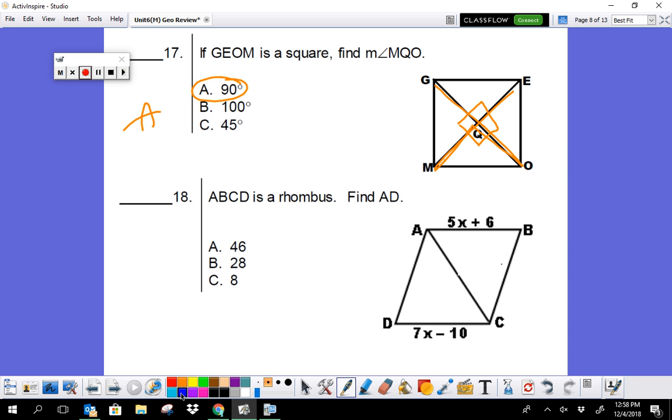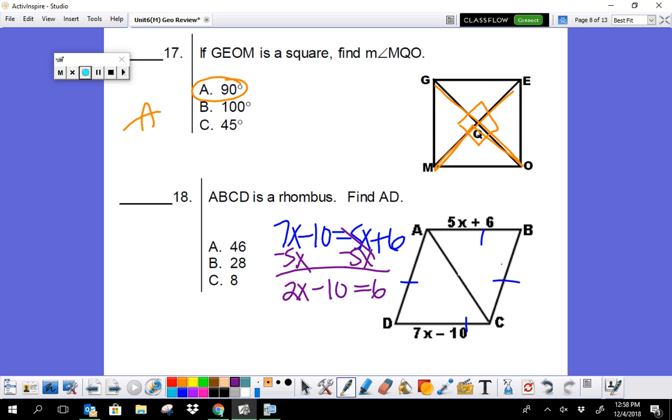Number 18, ABCD is a rhombus. Find AD. Okay, so rhombus means all these pieces are equal, kind of like that square problem we just did. So I'm going to have 7x minus 10 equals 5x plus 6. I'm going to subtract the 5x. So I have 2x minus 10 equals 6. I can add the 10 and move it over. So 2x equals 16. Divide by 2, and so x is 8.